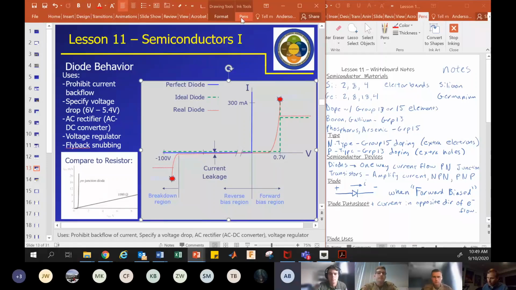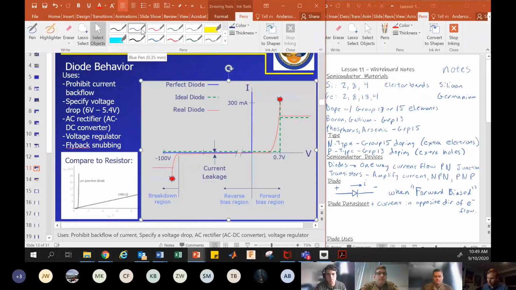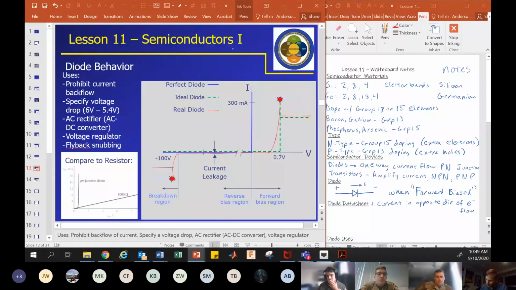Yeah, so if we were plotting a resistor, get green here, it would look something like this, just a straight line, right? As we increase voltage, we increase current. This is not a resistor. It's a diode. So what is it?